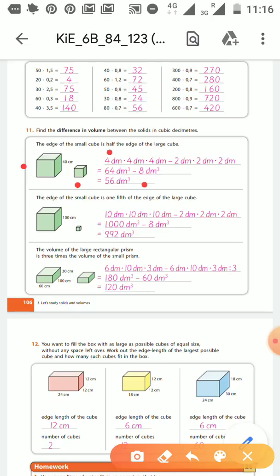This is the same. The edge of the small cube is 1/5 of the edge of the large cube. So if this is 100, you know the small one should be 20 centimeters. And again, you work out the difference between the two. 10 times 10 times 10. 2 times 2 times 2. What's the difference? 992 decimeters. Remember, we knock a 0 off to get to decimeters.